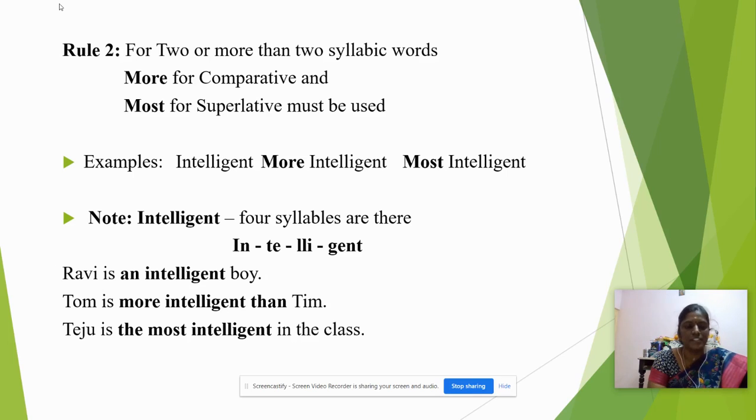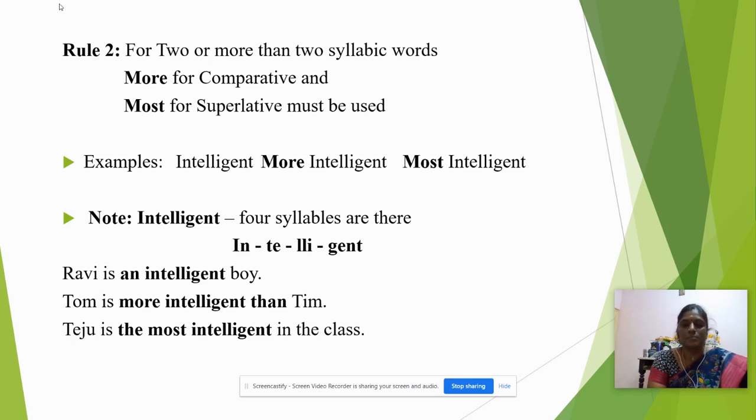See the adjective intelligent. Just pronounce the word intelligent. Like that we are pronouncing, right? Intelligent. So 4 times we are giving stress, so it is known as a 4 syllabic word. So it is now more than 2 syllables, right? So what we have to do, for comparative degree we use more, more intelligent.